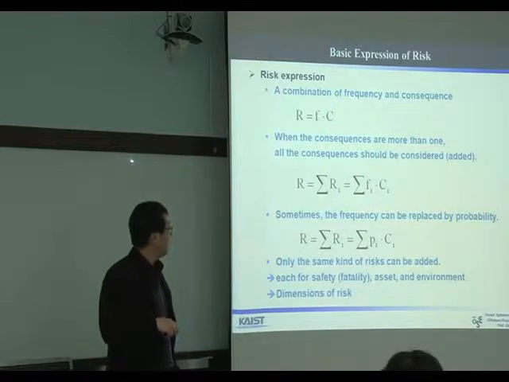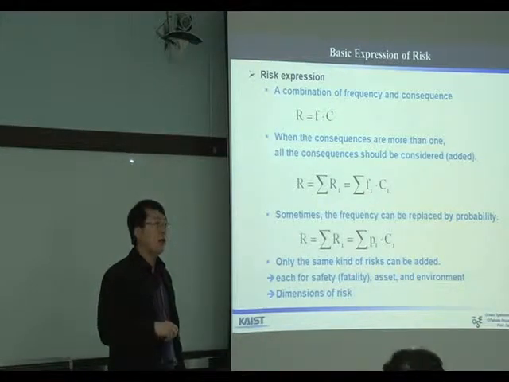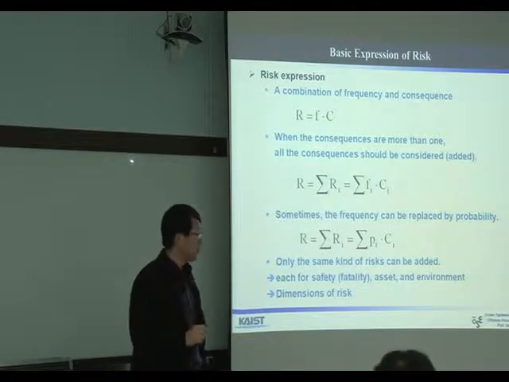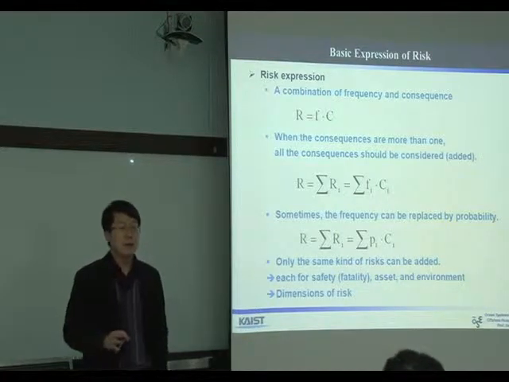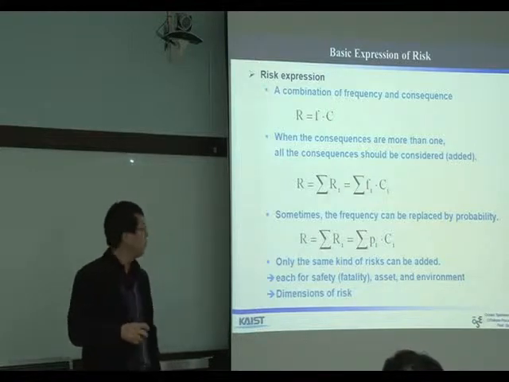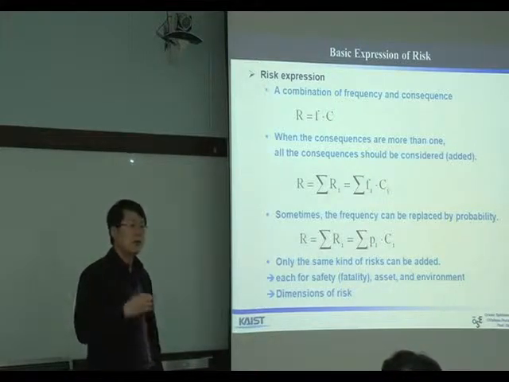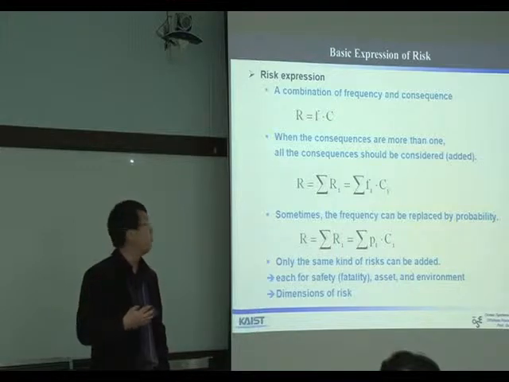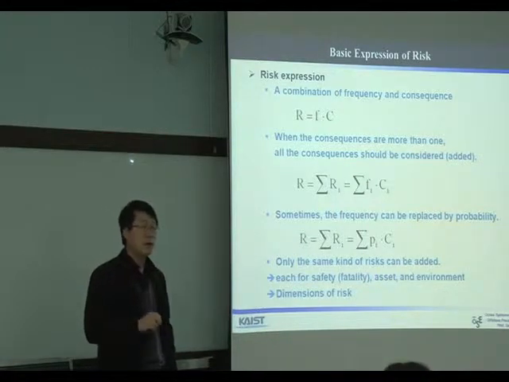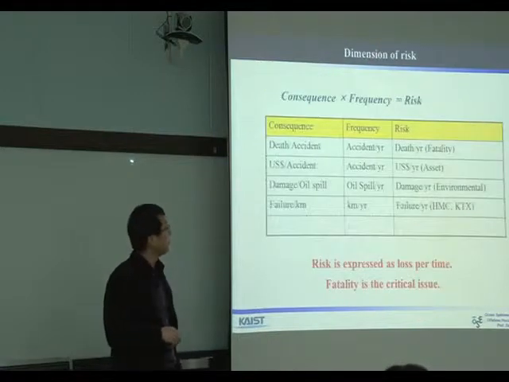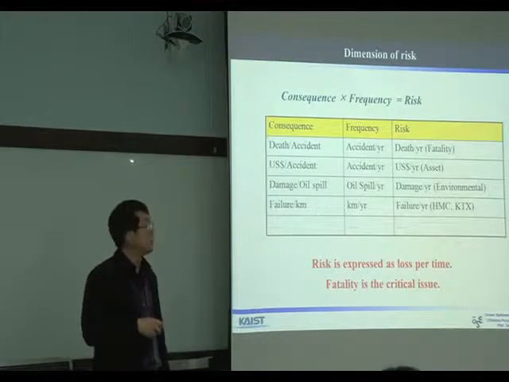What I mean is that the risk can be on safety, sometimes on asset, or sometimes on environment. These three are called the dimensions of risk. So risk has three dimensions: one for fatality, safety; another, asset; and the third is environment. You may remember this slide. Risk is loss per time.